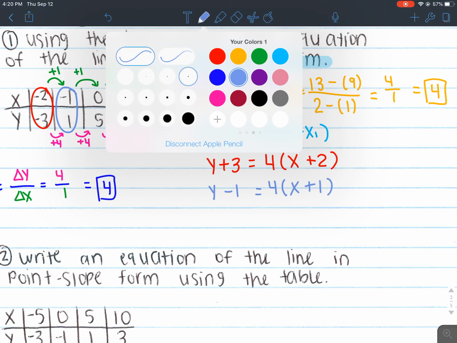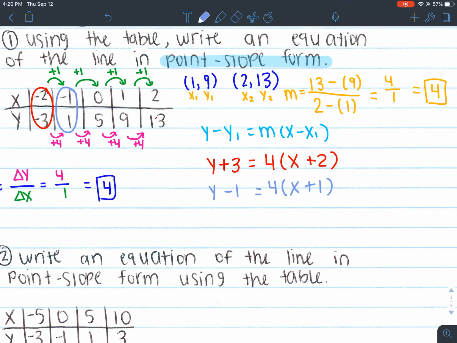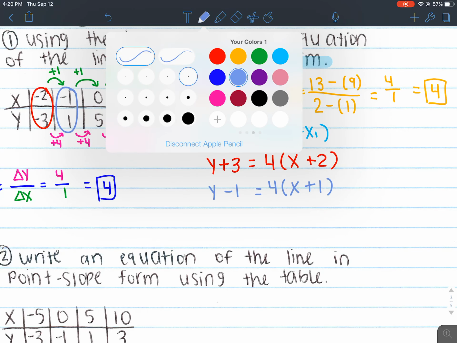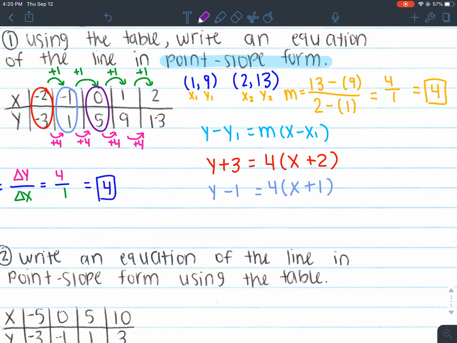All right, we're going to keep going. I'm trying to find a color that I haven't used yet. I have used red. What haven't I used yet? Dark purple. All right, I have 0 and 5, so I have y minus 5, because that's my y value, equals 4 times x. And then I have a 0. And you could put plus or minus 0. It doesn't really matter to me, mostly because adding 0 and subtracting 0 doesn't really change my answer, so I don't really care.